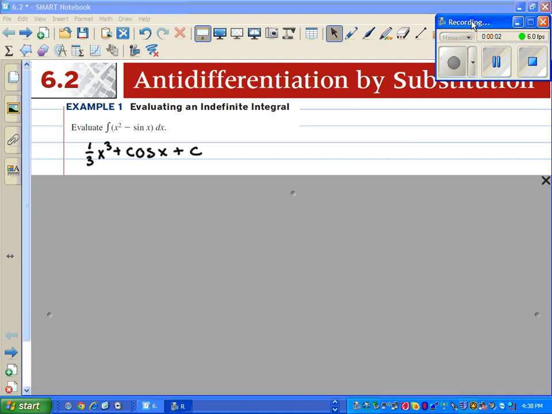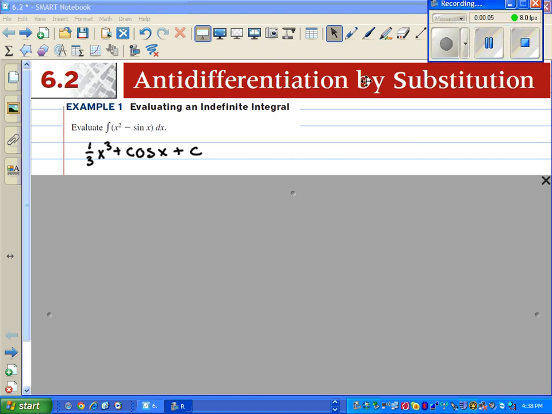Hello everyone, this is section 6.2 over anti-differentiation by substitution.